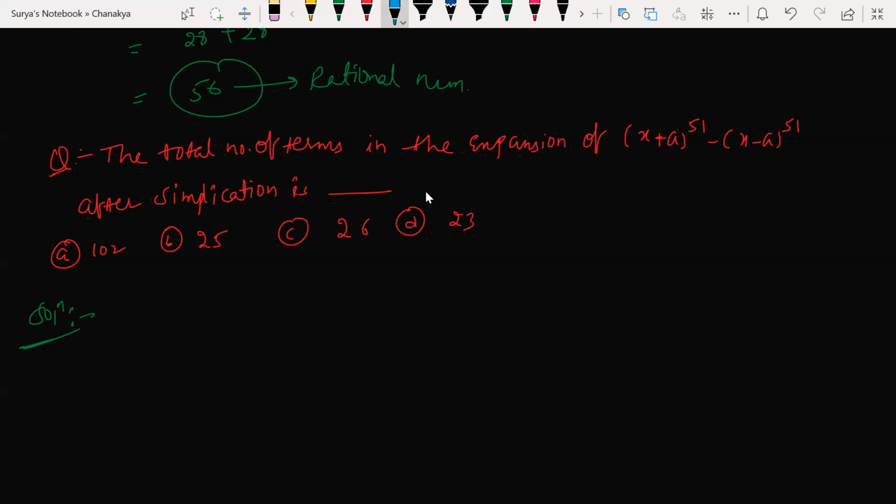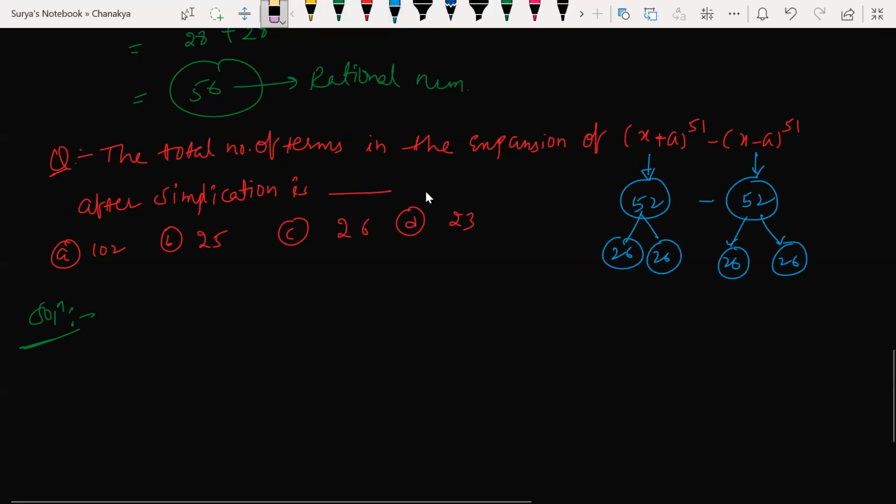Guys, are you able to understand? Here this will be distributed as 26 and 26 terms. Total 52 terms or not? In that expansion, in total I'll be having 52 terms here. Here also 52 terms, minus 52 terms. So these 52 terms will be distributed as 26 terms and 26 terms. Understood my point?